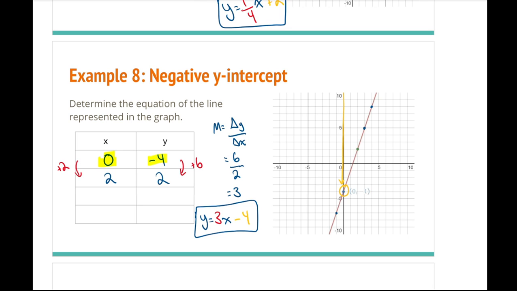And again, for the constant, the same ways we looked at before, either looking for the y-intercept or looking for when x equals 0, what does y equal?